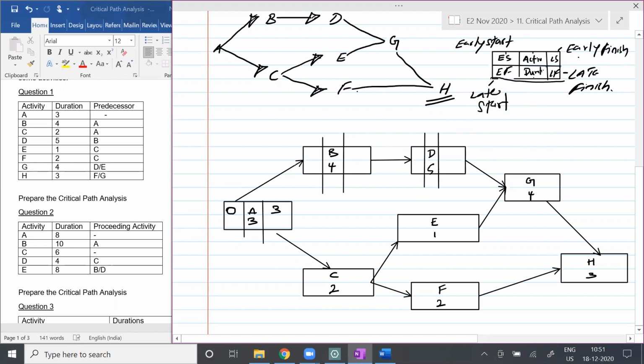Now, students, we need to work the earliest. So if you see here, in order to start activity B, you need to finish activity A, right? Agree, students? So activity A will finish in how many weeks? 3 weeks. Activity B has how many weeks duration? 4 weeks. So 3 plus 4 is how much, students? 7. So early finish is going to be 7. Is that clear? Yes or no, students? Yes.